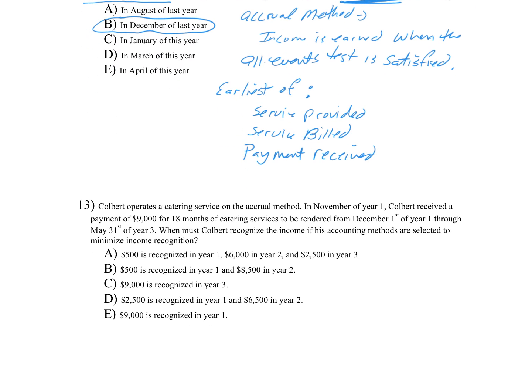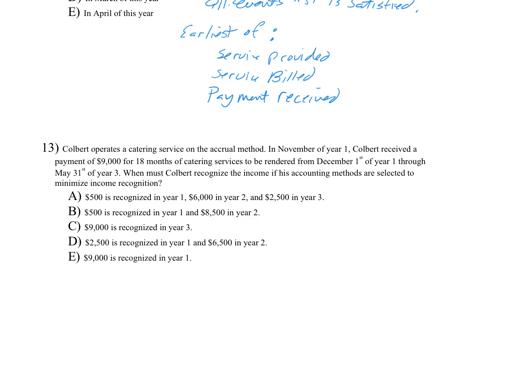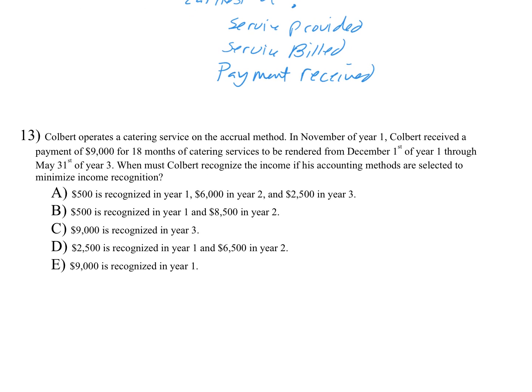Okay? Let's look at number 13. We've got Colbert, depending on which way you'd like to pronounce it. So Colbert operates a catering service on, again, the accrual method of accounting. In November of year 1, Colbert received a payment of $9,000 for 18 months of catering service to be rendered from December 1st of year 1 through May 31st of year 3. When must Colbert recognize the income in his accounting if his accounting methods are selected to minimize income recognition?